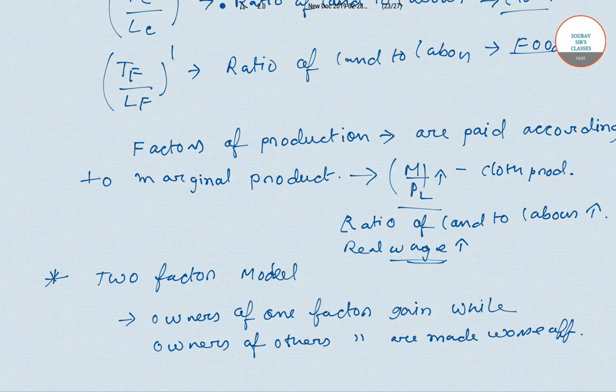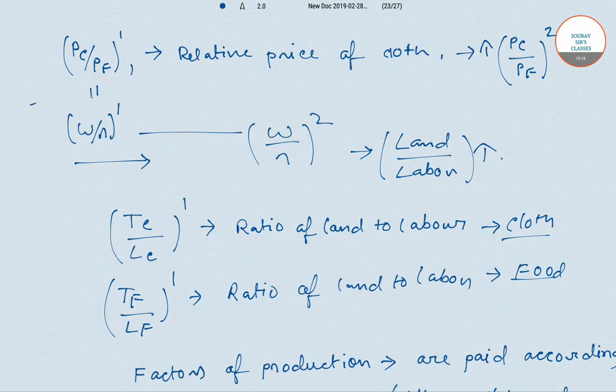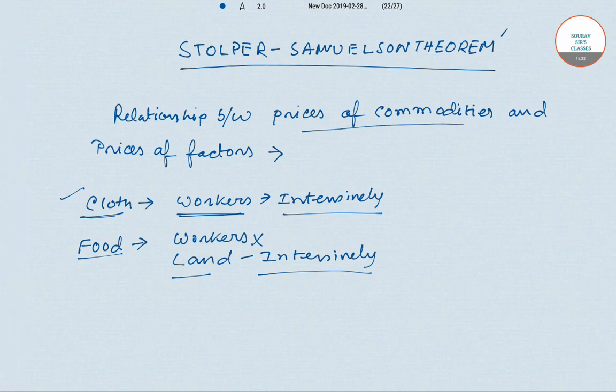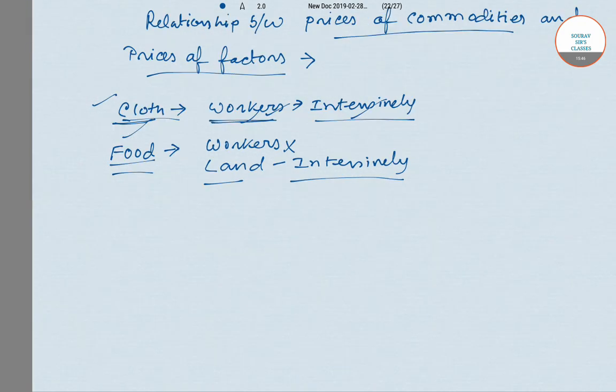So what did we do here? In the Stolper-Samuelson theorem, first of all we talked about how an increase in price of cloth relative to that of food will raise the income of workers relative to that of landowners. So first of all we talked about the concept of the relationship between prices of commodities and prices of factors. We know cloth uses workers intensively, that is, cloth is a labor intensive commodity and food is a land intensive commodity.